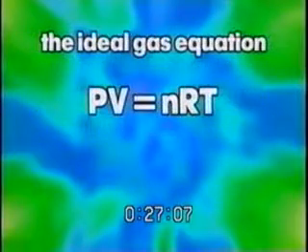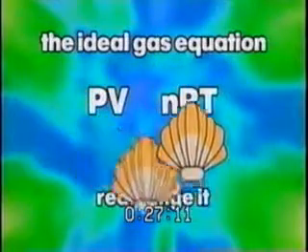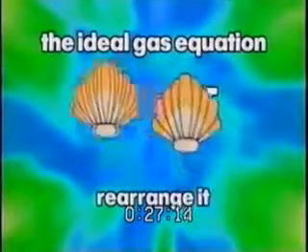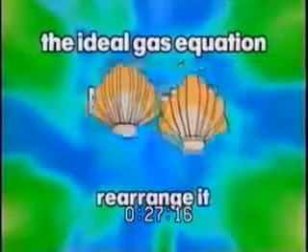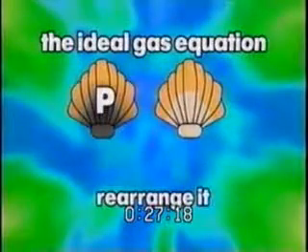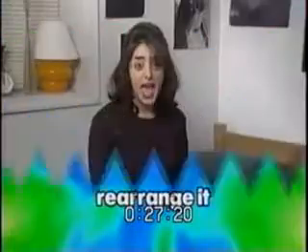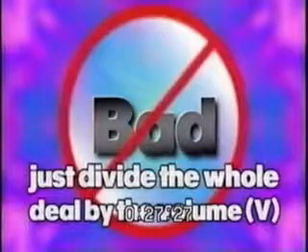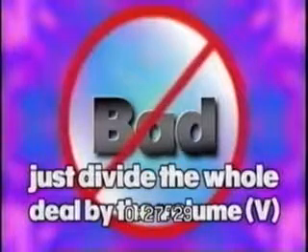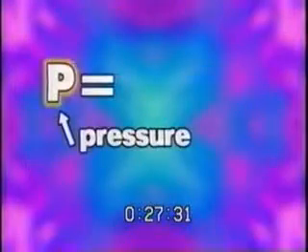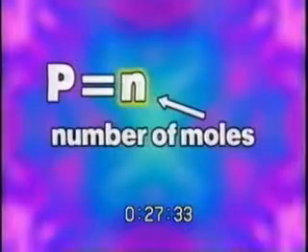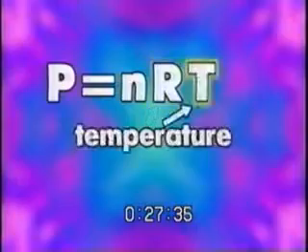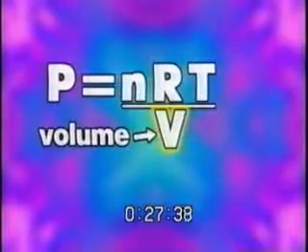We can use the ideal gas equation, Perv-Nernst, but first we have to rearrange it so it's more useful to us. We'll set up the equation so it finds the pressure P, which is what we're looking for. Use some algebra to rearrange the problem. Algebra? It's not that bad. Just divide the whole deal by the volume. So the equation now looks like this. Pressure equals the quantity of the number of moles times the gas constant times the temperature, divided by the volume.